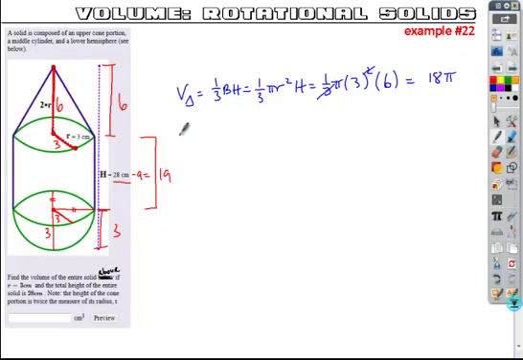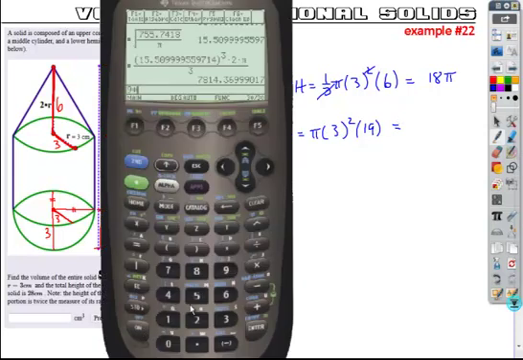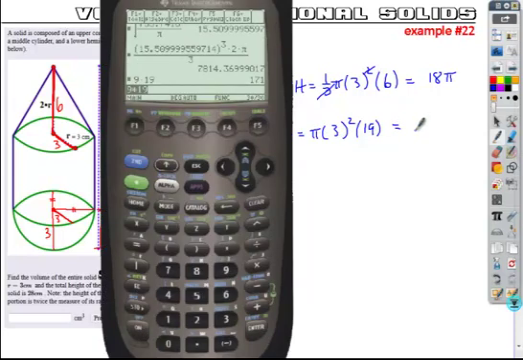Okay. In the second, the cylinder is going to have a total volume of capital B, capital H, or pi r squared h, where the radius is still 3. This one has a height of 19. And so when you calculate this, you have 9 times 19, which is 171 pi.